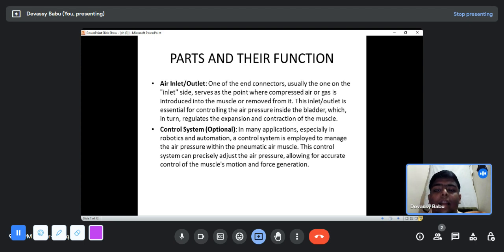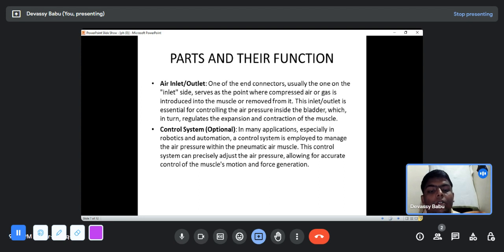Air inlet and outlet: one of the end connectors, usually the one on the inlet side, serves as the point where compressed air or gas is introduced into the muscle or removed from it. This inlet and outlet are essential for controlling the pressure inside the bladder, which in turn regulates the expansion and contraction of the muscle.